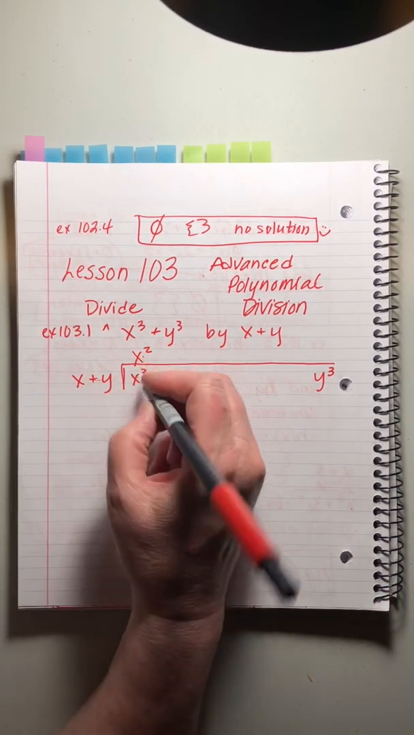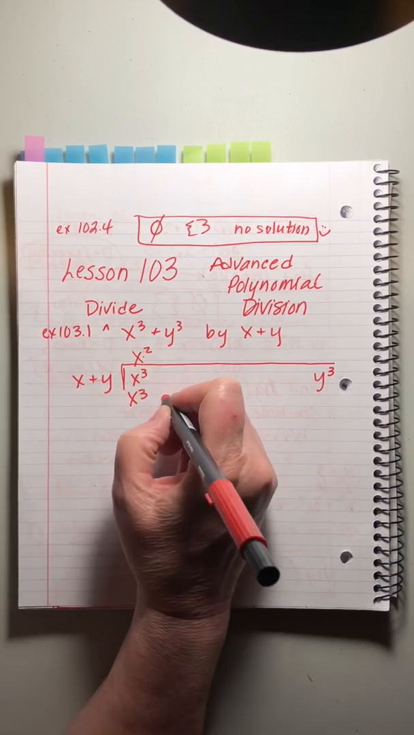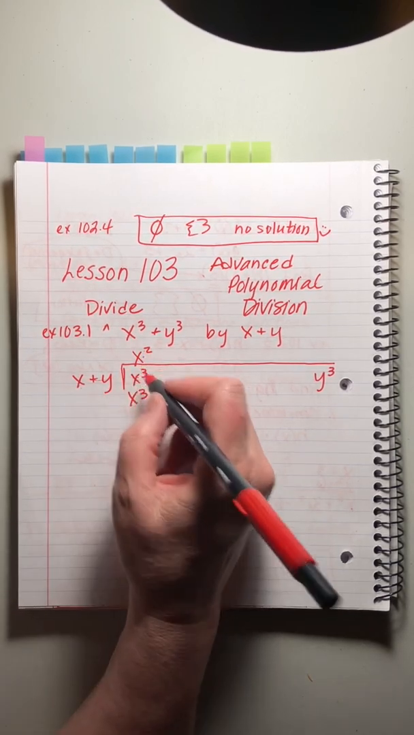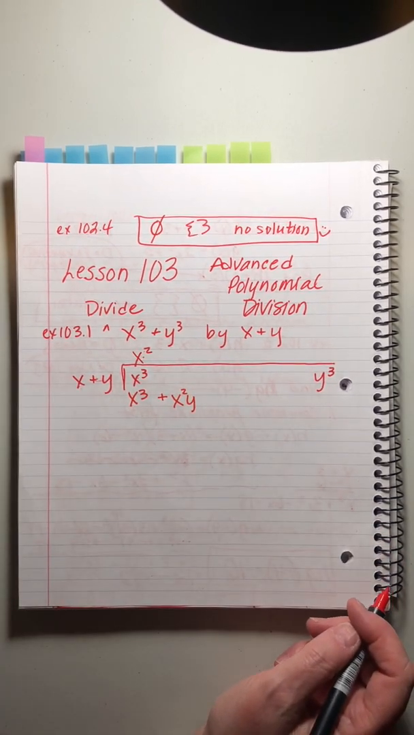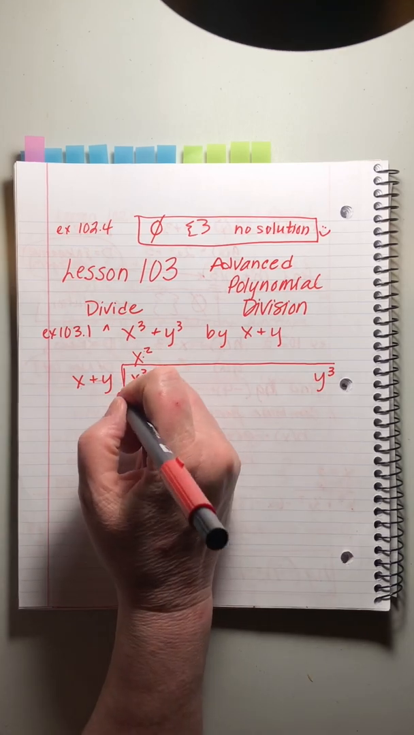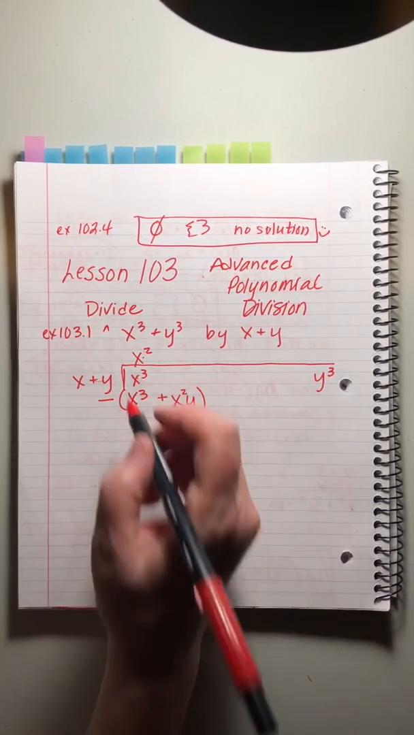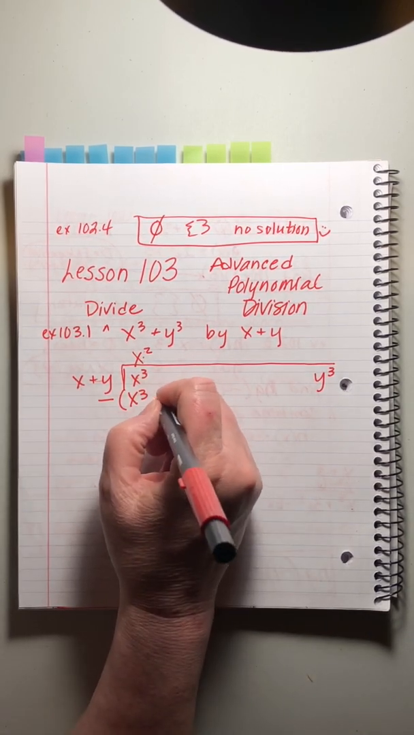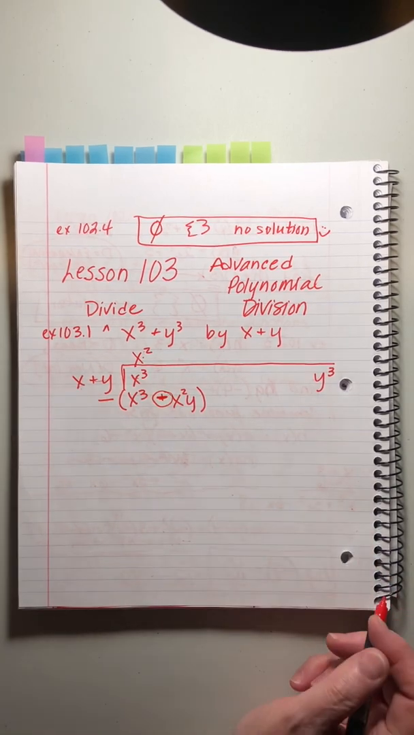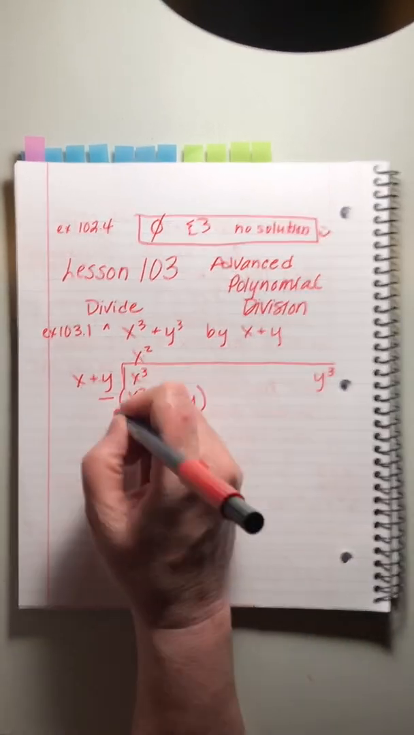X times x squared is x cubed. x times y is x squared y. This is positive, right? There's no negatives there. Okay, then remember we have to do this careful thing when we actually subtract, right? We have to put a minus sign out here. That changes this into a minus sign. So I'm going to circle it to remind myself I already changed it. I already fixed it. X cubed minus x cubed, that's really easy.